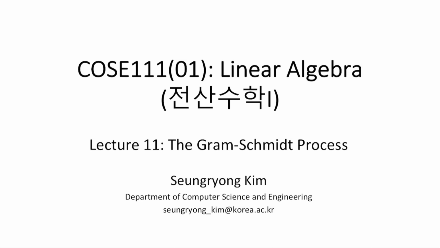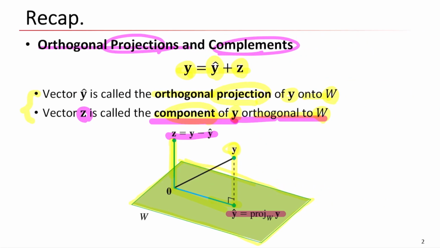Okay, today we are going to continue the Gram-Schmidt process. In the last lecture, we started the Gram-Schmidt process, right? Before starting, there were two kinds of concept: orthogonal projection and complement, right?